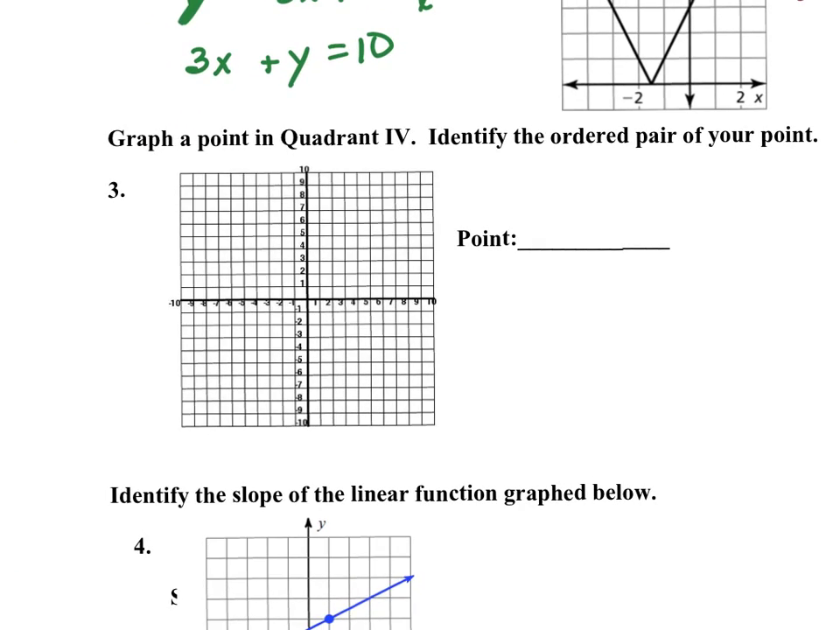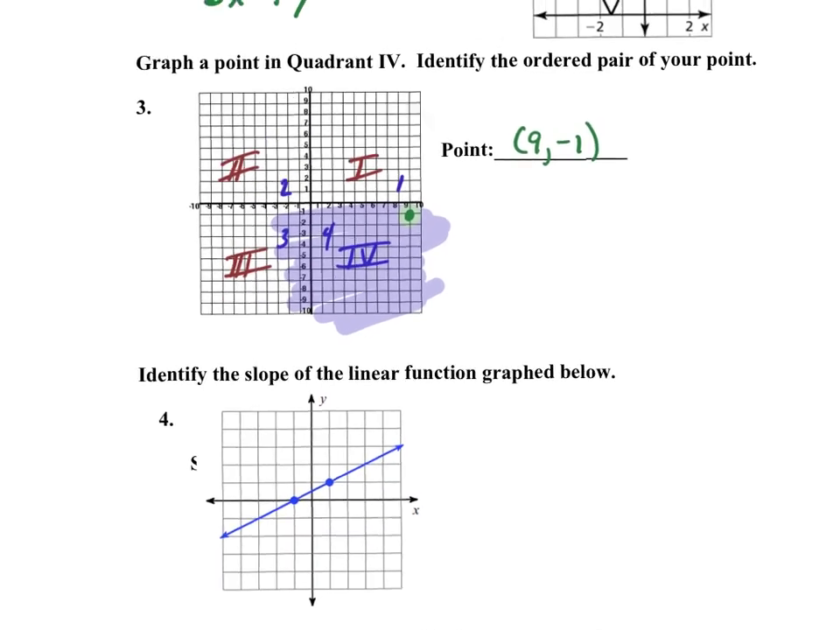Problem 3, remember your quadrants. This is quadrant 1, 2, 3, and 4, or if you prefer, you can use 1, 2, 3, 4 rather than Roman numerals. They mean the same thing. Graph a point in quadrant 4. That means we are going to graph a point somewhere down here, because this is quadrant 4. You can pick any point, it looks like, so I'm going to pick something easy. I'm going to run way over here and graph the point (9, -1). And I'm done.